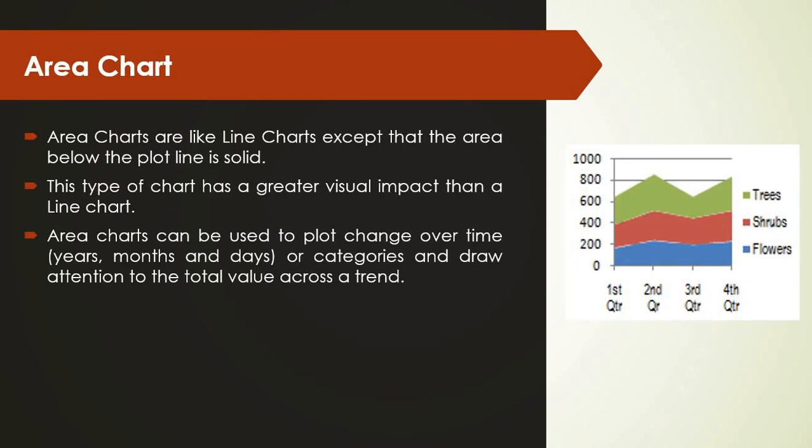Next is the area chart. Now the area chart is like the line chart except that the area below the plot line is solid. In the line chart there will be a single line, but in the area chart there will be a solid plot line also. So that is called the magnitude. This type of chart has a greater visual impact than a line chart. An area chart can be used to plot change over time in years, months and days or category, and draw attention to the total value across a trend. So this is called the area chart.